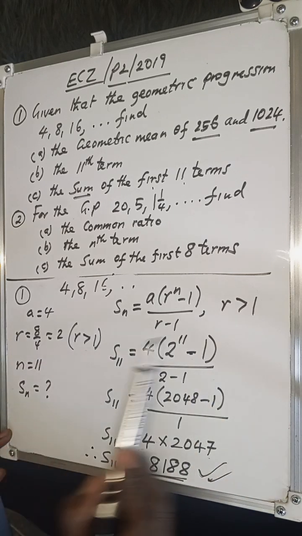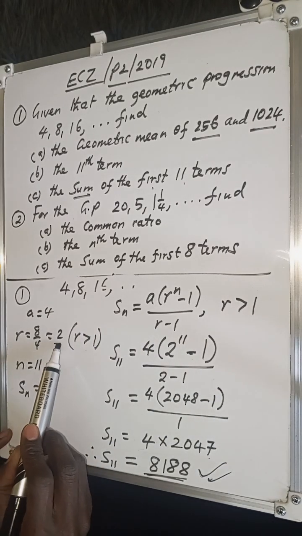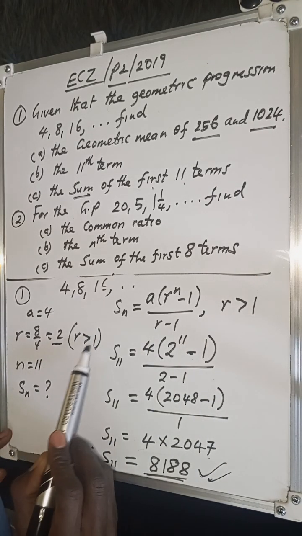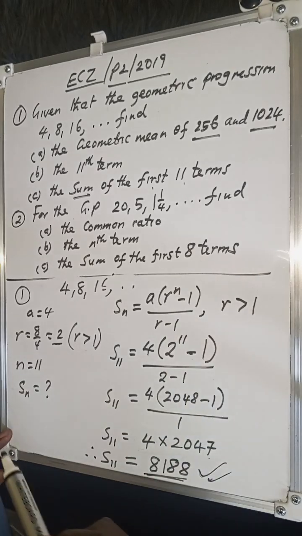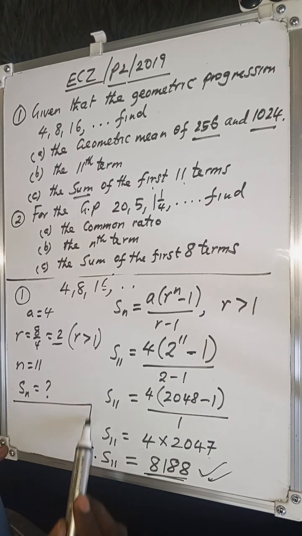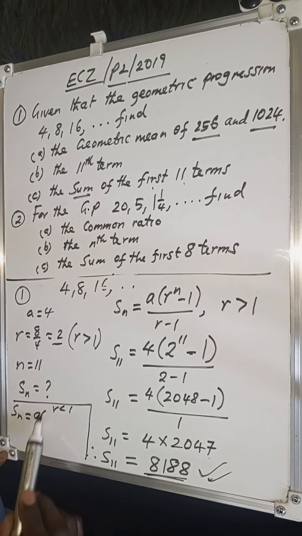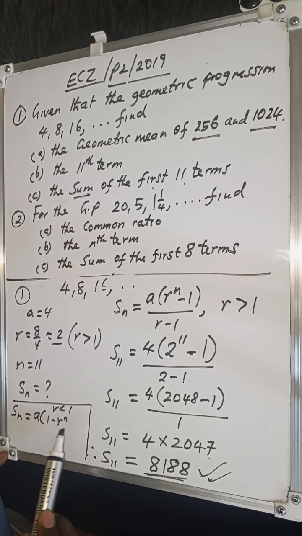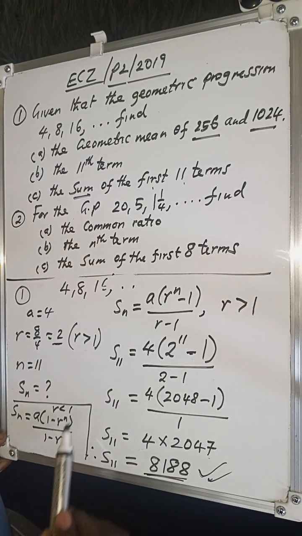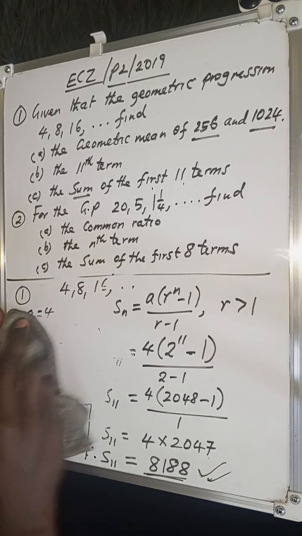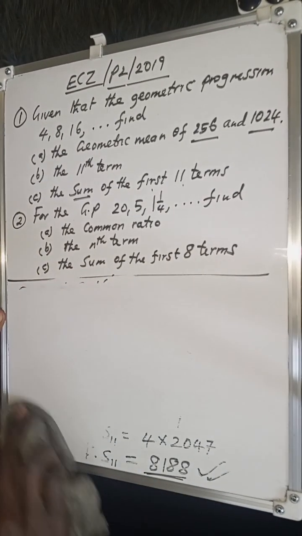So please be careful when you're finding the sum. Look at the common ratio. If the common ratio is greater than 1, that's the formula that you apply. But if your common ratio is less than 1, then you apply 1 minus r raised to the power n over 1 minus r. So this is only used when your common ratio is less than 1, like a fraction, in this case a proper fraction.